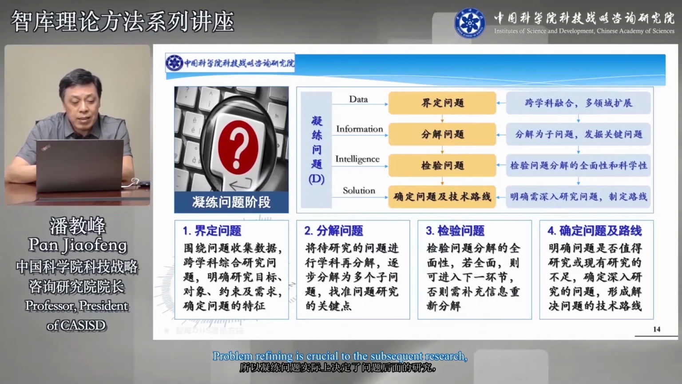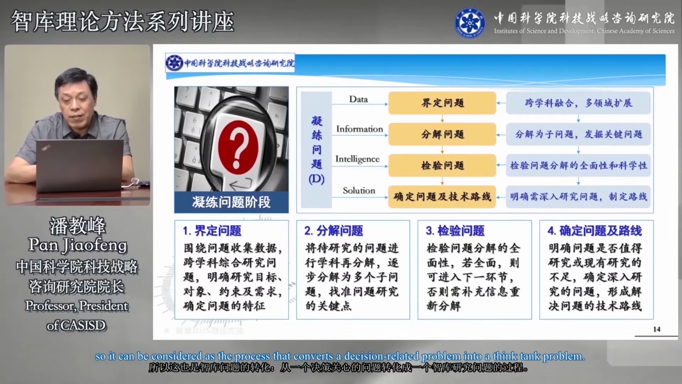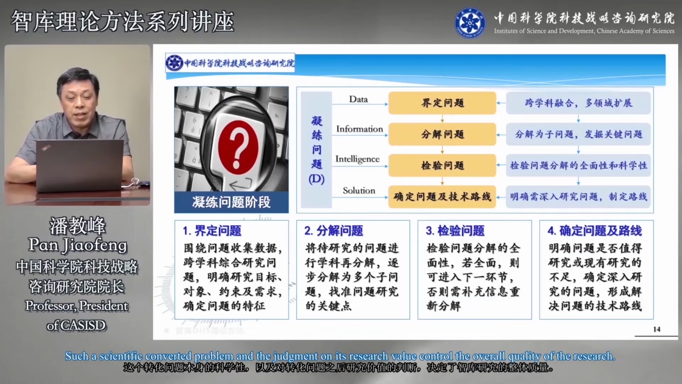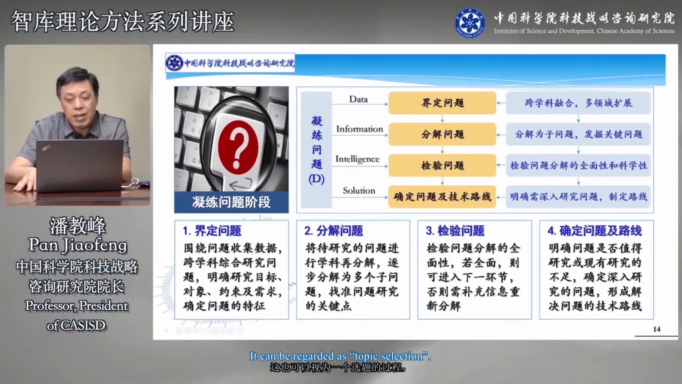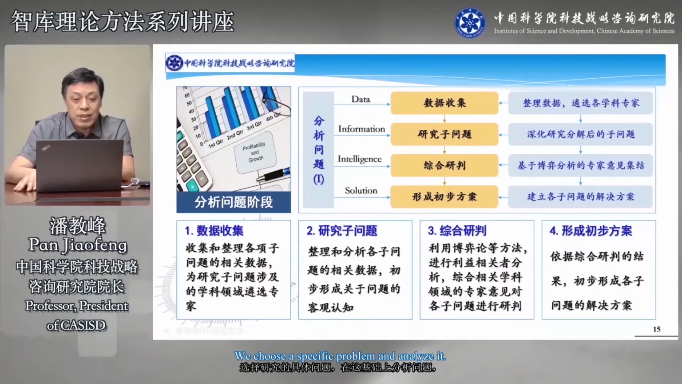Problem refining is crucial to the subsequent research, so it can be considered as the process that converts a decision-related problem into a think tank problem. Such a scientific converted problem and the judgment on its research value control the overall quality of the research. It can be regarded as topic selection. We choose a specific problem and analyze it.